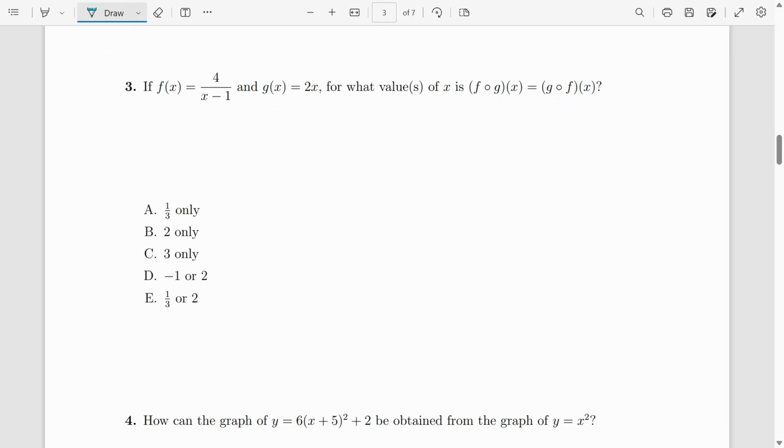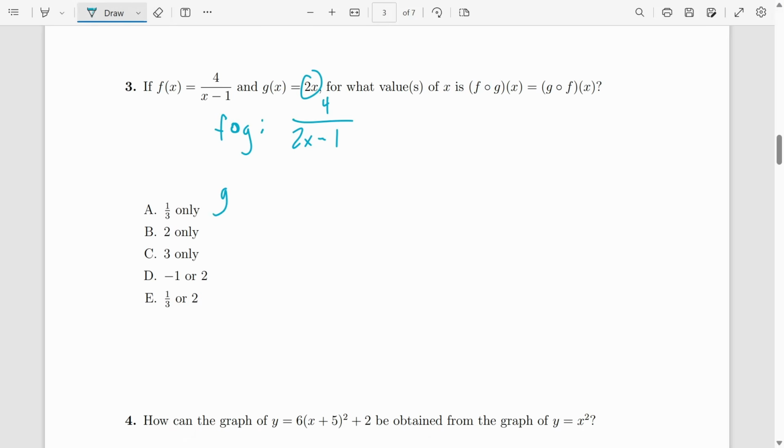So to find both of these, let's do f of g first. What I said is you rewrite f, which is 4 over x minus 1, but you replace the x with what g is, which is 2x. So you rewrite the x, but with 2x instead. So that's f of g, f circle g, even though that's not an O, that's a circle, but I digress.